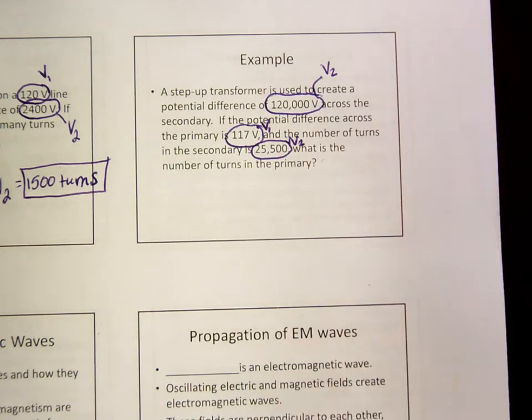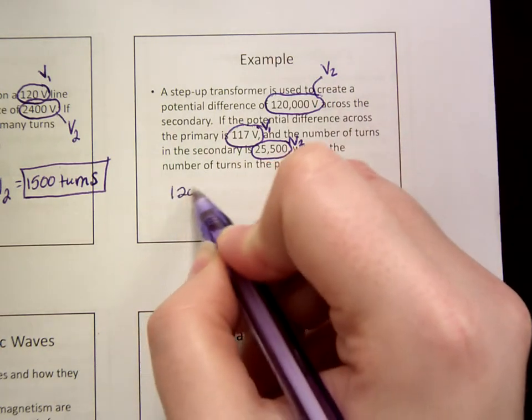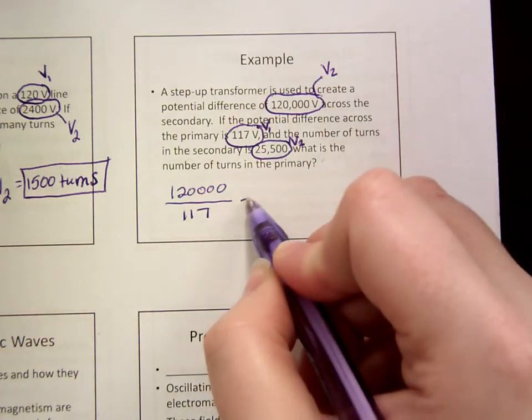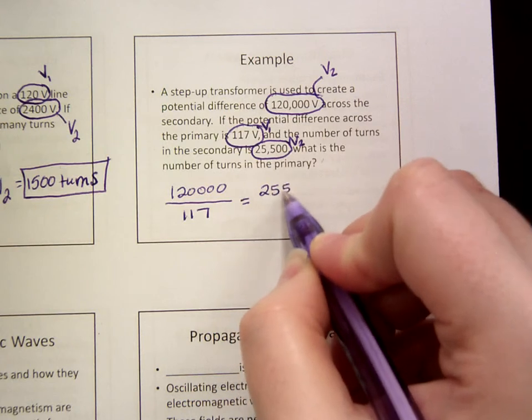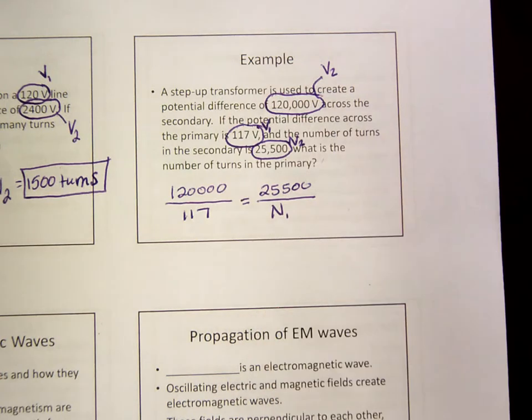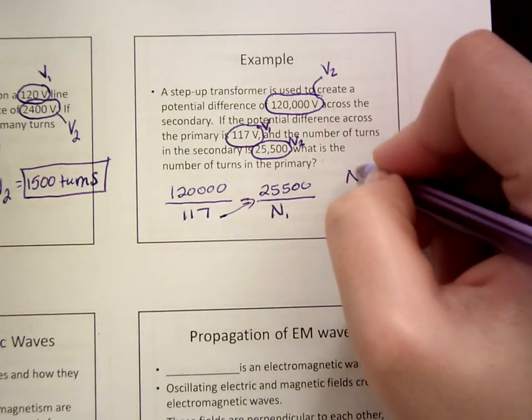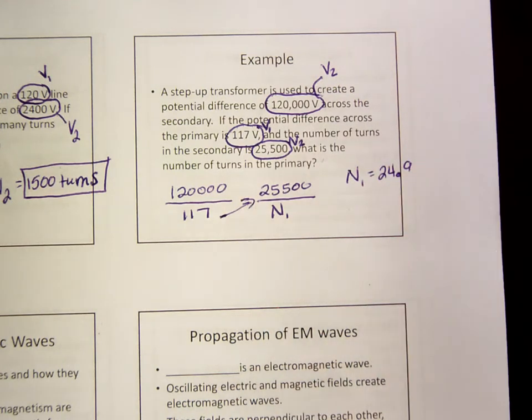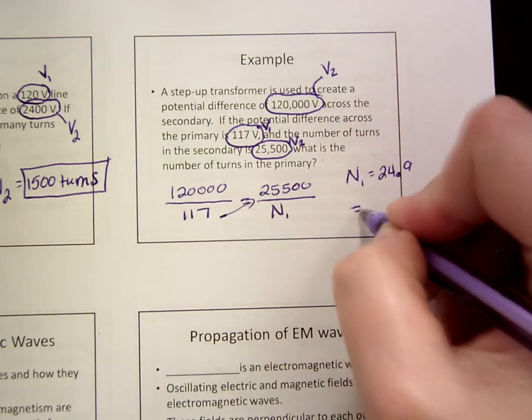So set up the proportion. V2, 120,000, over V1, 117, equals N2, 25,500, over N1, which is what we're looking for. So now that the proportion is set up, we can solve, again, by cross-multiplying, multiply those two, and then divide by 120,000. Now, in this one, we get 24.9 about. But for the number of turns, we don't really want a decimal, we want a whole number answer. So we're going to round this to 25 turns.